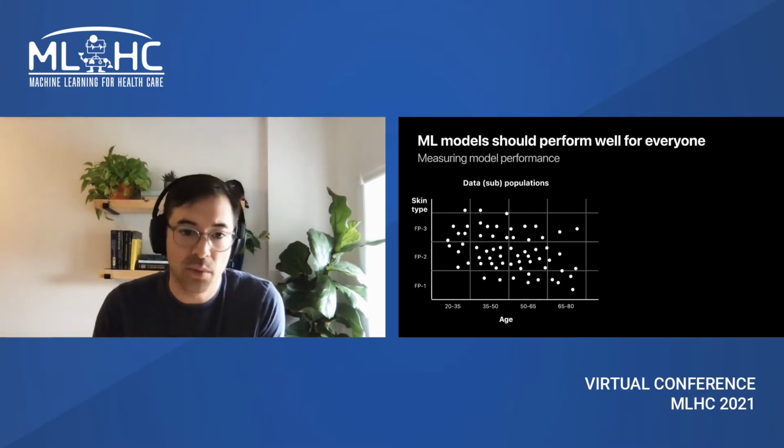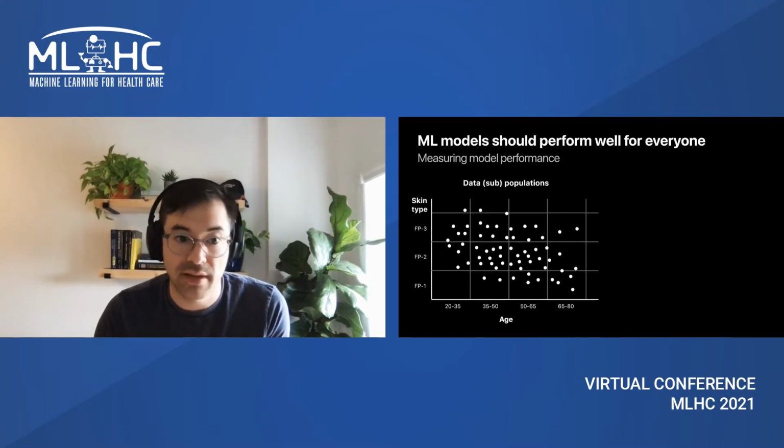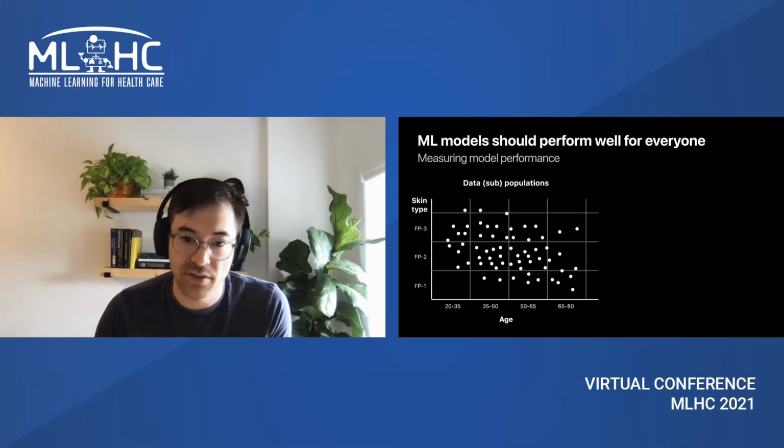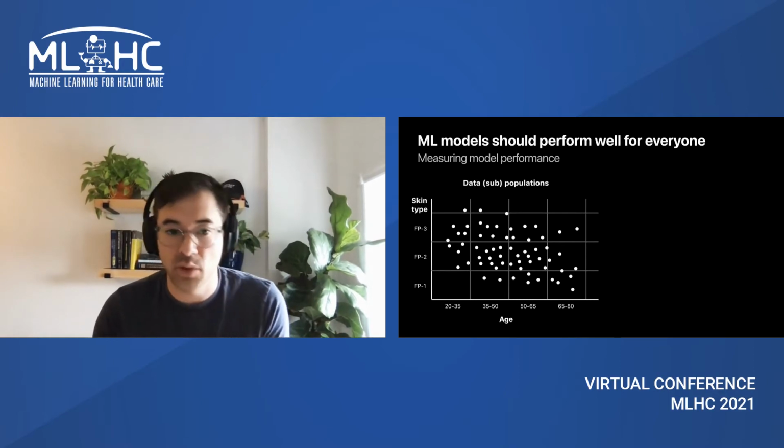So the motivation for this work is that machine learning models should work well for everyone. And a key part of ensuring that is to measure performance using test metrics such as the area under the ROC curve, or AUC, to understand where the model succeeds and fails and what the consequences of deployment may be.